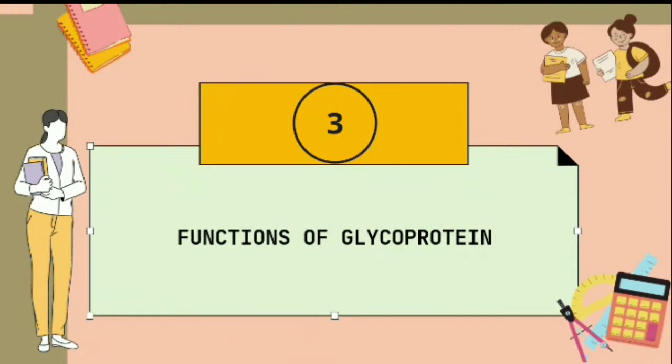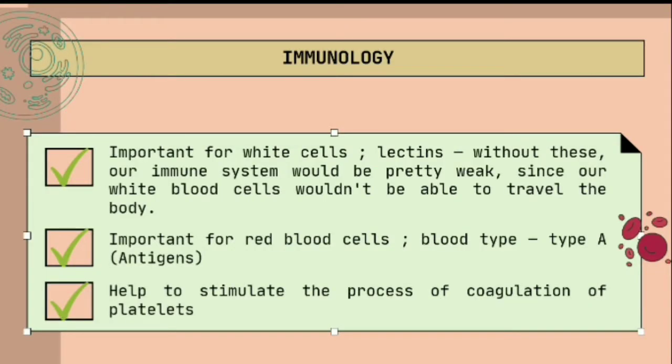Now let us proceed to the functions of glycoproteins. Actually, glycoproteins are involved in nearly every process in cells, which means that they have diverse functions such as in our immune system, protection of our body, communication between cells, and our reproductive system. Now let us first discuss immunology, or how glycoproteins affect our immune system.